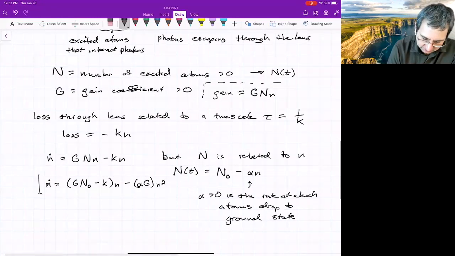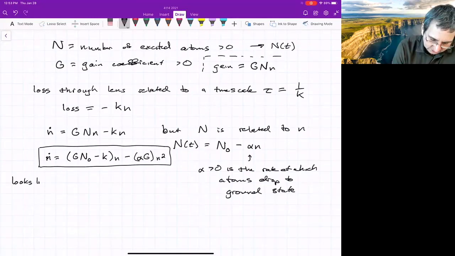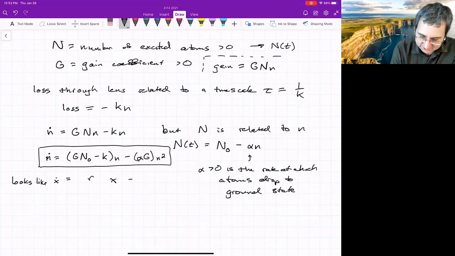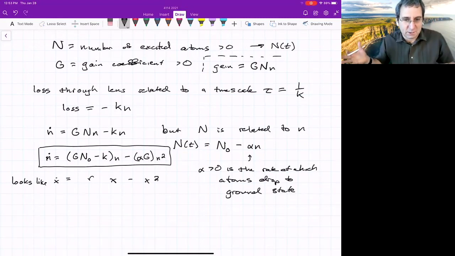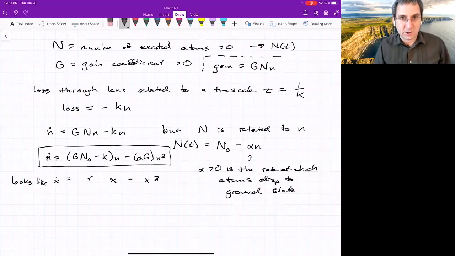So now we've got something that looks interesting. It looks like x dot equals rx minus x squared. You could rescale things, okay? So it looks like that. It looks like the transcritical normal form. So we expect a transcritical bifurcation for the laser. And just the transcritical bifurcation depends on the sign of R.